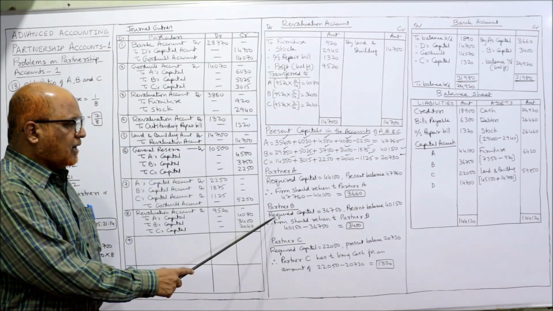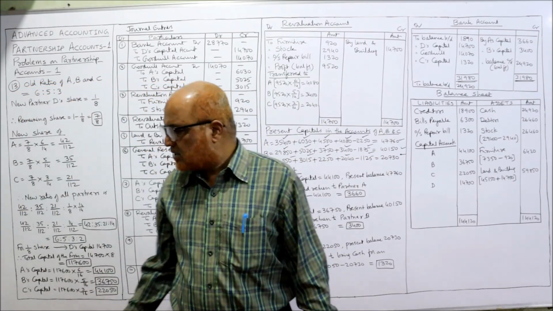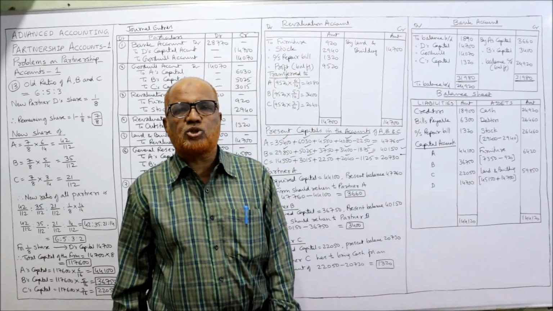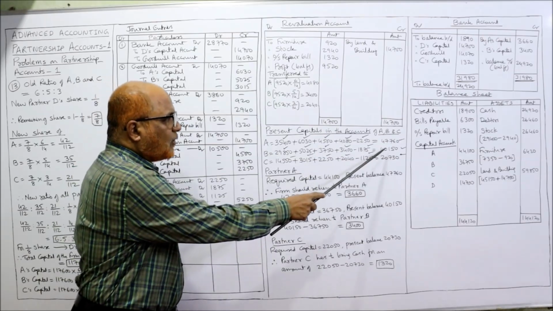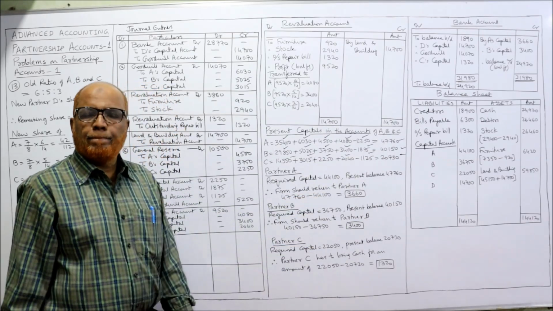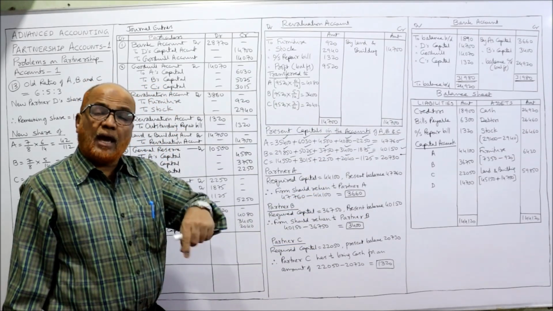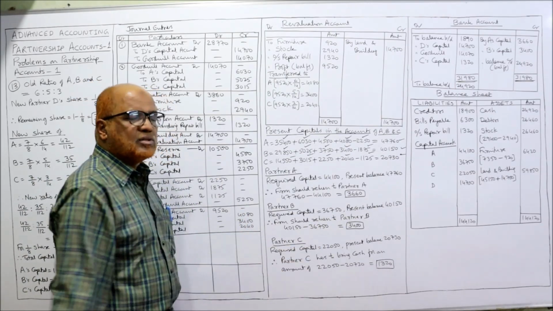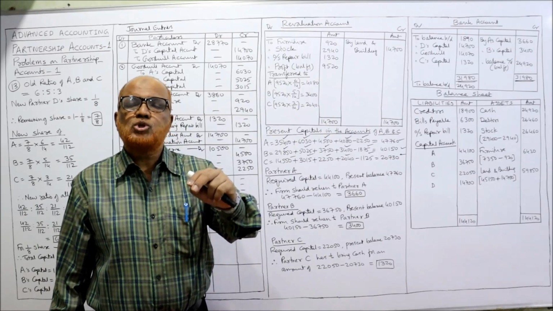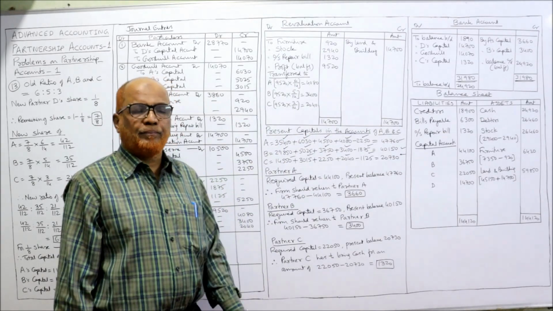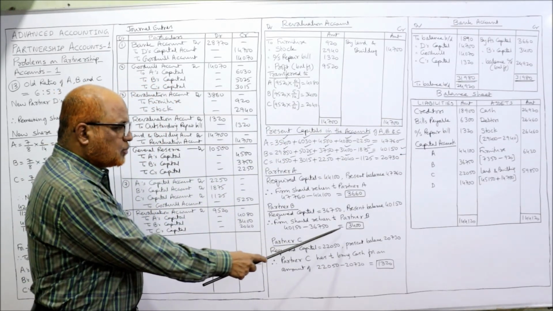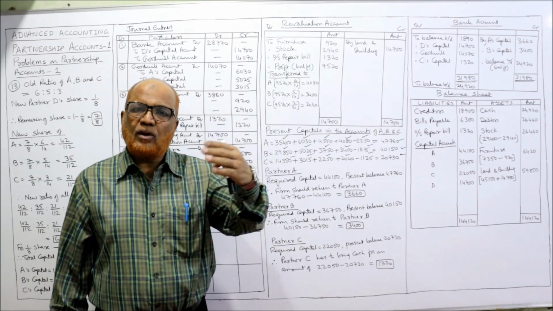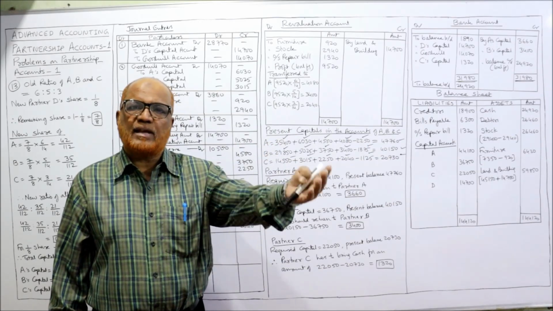Similarly, B. Required capital for B is 36,750. Here we have calculated according to the new profit sharing ratio. But his capital is showing 40,150. Again, B is showing excess capital. Instead of 36,000, he is having 40,000. How much should the firm return back to B? 3,400. So there is a refund of capital to A as well as B.